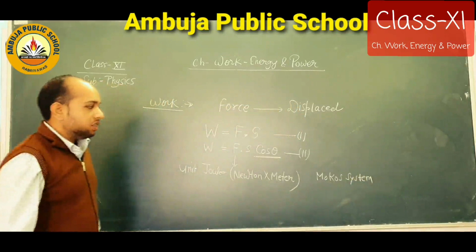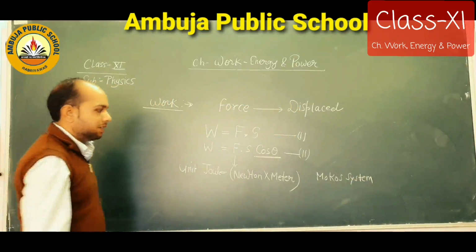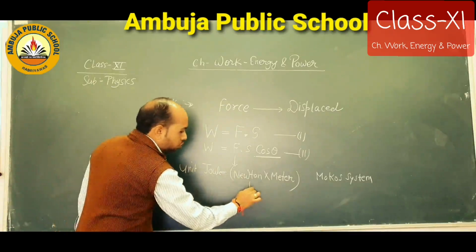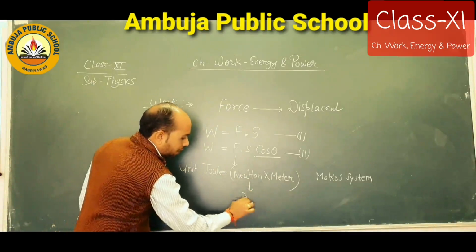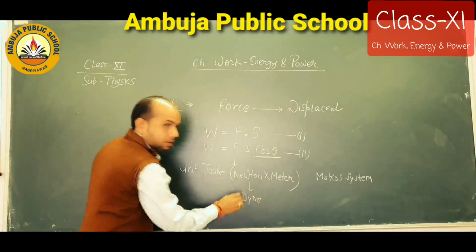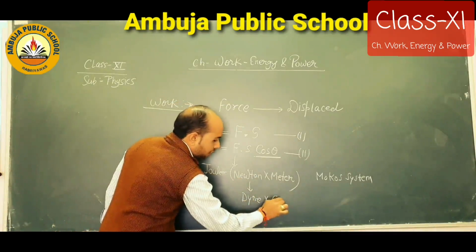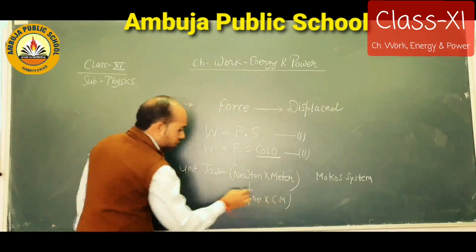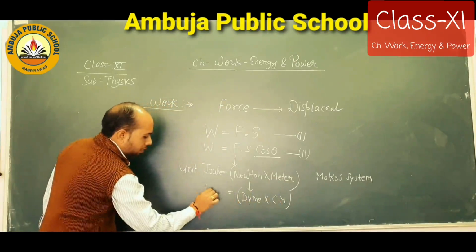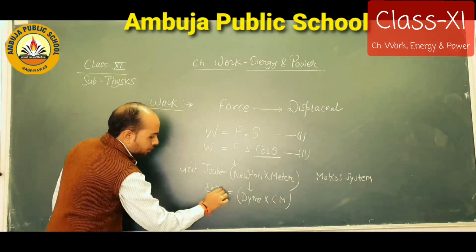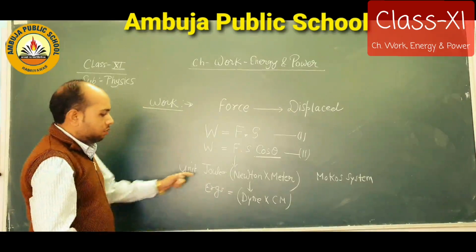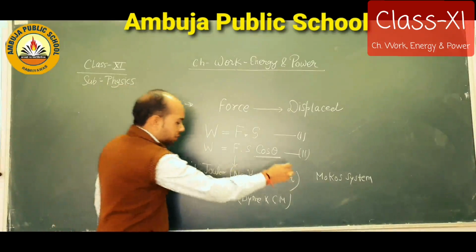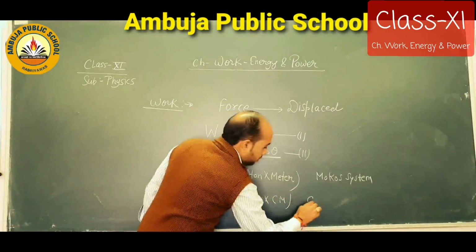Similarly, if we go to CGS system, that is centimeter, gram and second, this Newton is to be converted into dyne, this meter is to be converted into centimeter, and again the product of dyne into centimeter is known as erg. So we use the unit joules in MKS system or erg in CGS system.